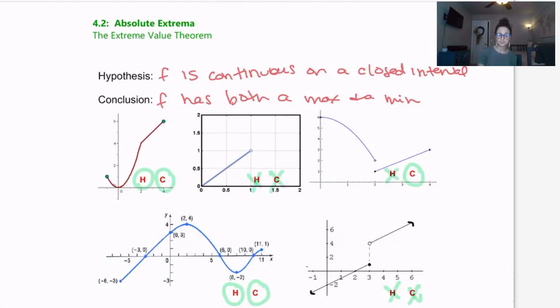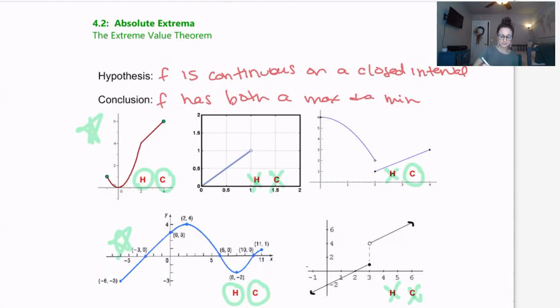So we only had two, this one and this one, where the hypothesis was met. And if the hypothesis is met, the conclusion has to be met as well, right? Otherwise, we've broken the theorem. Now, if your hypothesis is not met, you can see your conclusion may or may not be met. We don't know. We don't have a theorem for that scenario, okay? So it could go either way there.